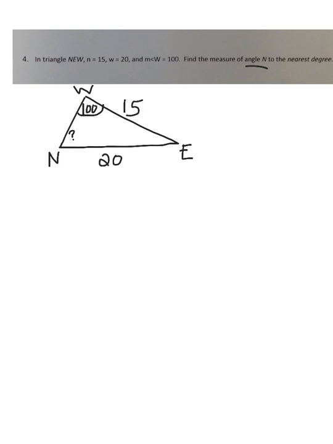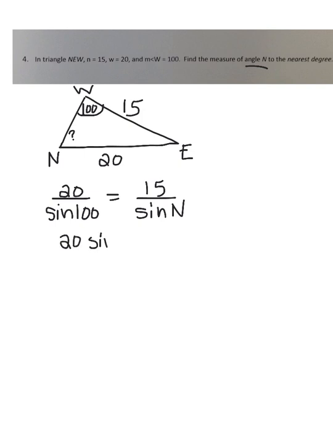All right, so law of sines, we're going to start by setting up the side over the sine of the angle opposite it equals another side and the sine of the angle opposite that, which would just be n. That's what we're looking for. Okay, now I highly suggest don't put anything in your calculator yet. Let's just do some cross multiplying. So I'm going to have 20 times the sine of n equals 15 times the sine of 100.